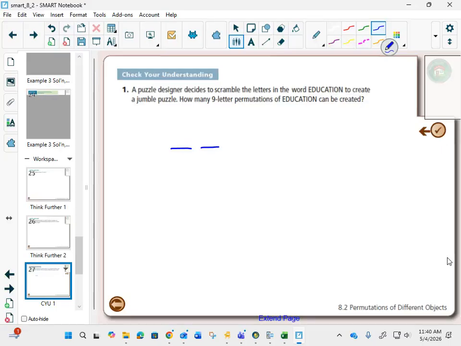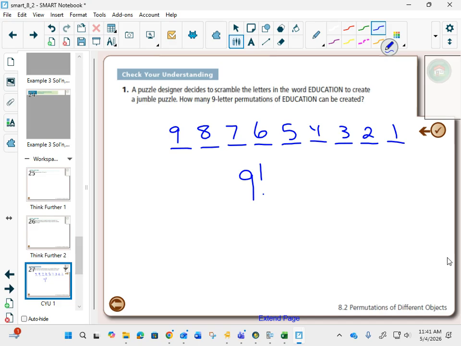So there's 9 different objects. 1, 2, 3, 4, 5, 6, 7. We could do this as spaces. And then you can pick any letter to be first, so you would have 9 choices. But once you've used a letter up, it's gone. And then you look how many letters are left for the second decision. 8 choices left. Then 7, then 6, then 5, then 4, then 3, then 2, then 1. This would be a lot quicker if we could just write it like this, 9 factorial.